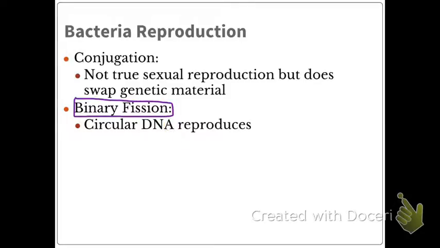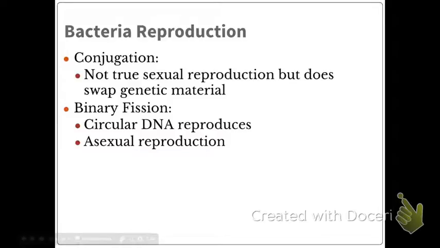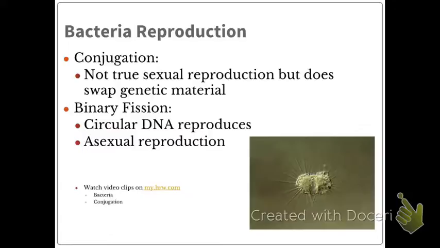And this is where a circular DNA reproduces and the bacteria itself splits apart, and this is considered asexual reproduction because you are getting a complete genetic copy from the parent to the offspring cell. So here's kind of an example of mid-binary fission of two bacteria cells. So these will be identical genetically to each other.